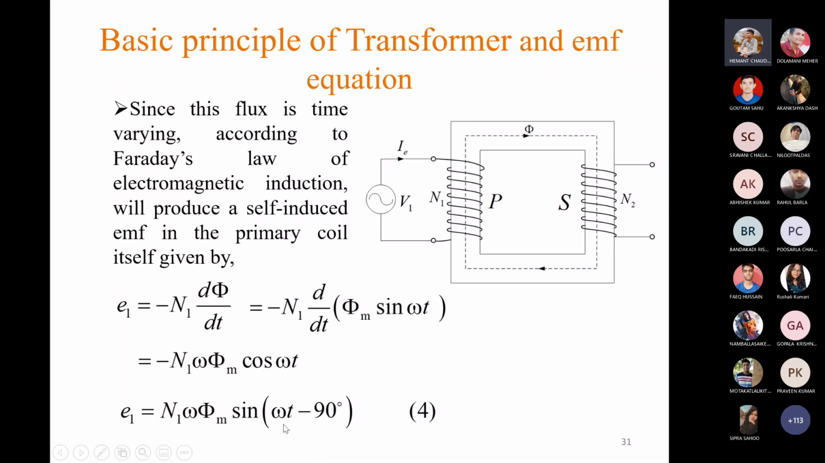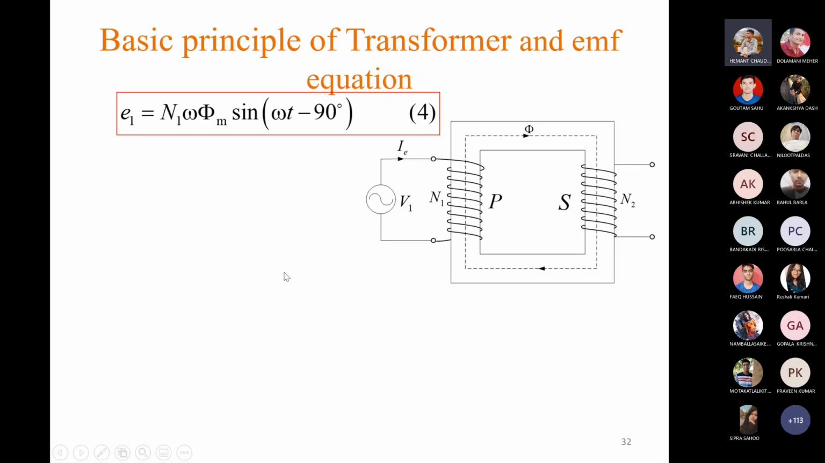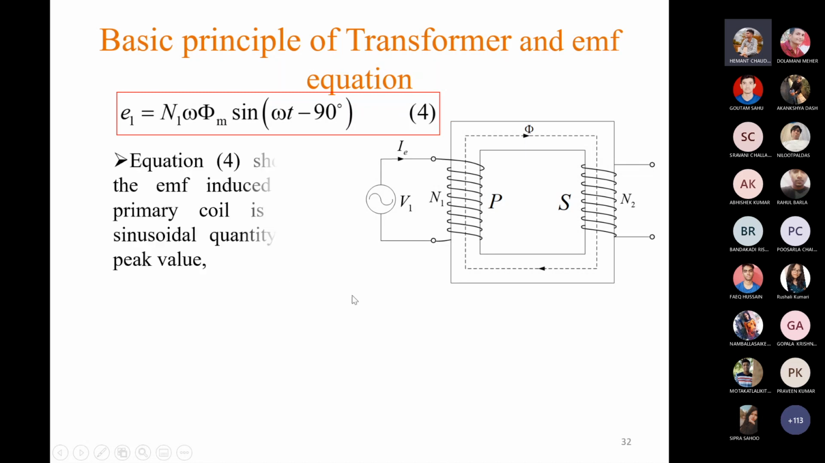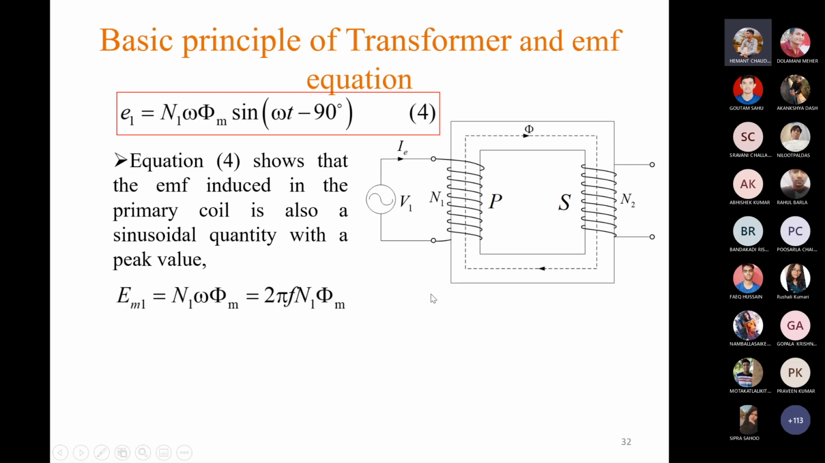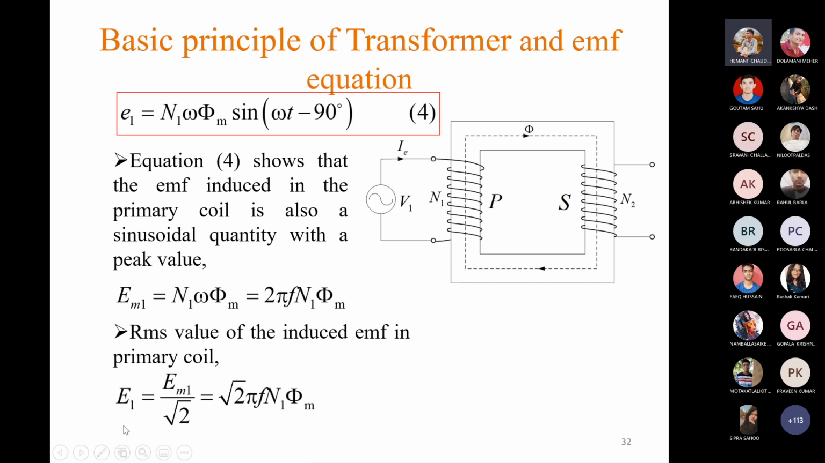So this is the instantaneous value, or the expression of the induced EMF in the primary winding. And from this expression we can find the maximum value, that is Em1 equals N1 omega phi m, that is equal to 2 pi f N1 phi m, and to find the RMS value we need to divide this maximum value by root 2, this you know. So the RMS value, capital E1, is equal to root 2 pi f N1 phi m. If you put the value of pi, you will get E1 equals 4.44 f N1 phi m. So that is the expression of the primary induced EMF RMS value.